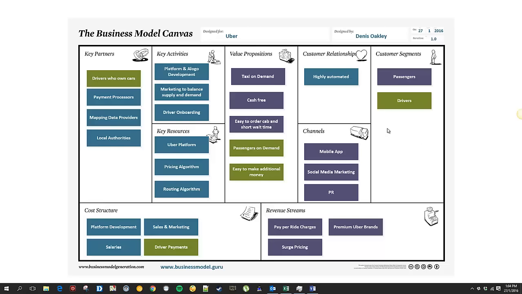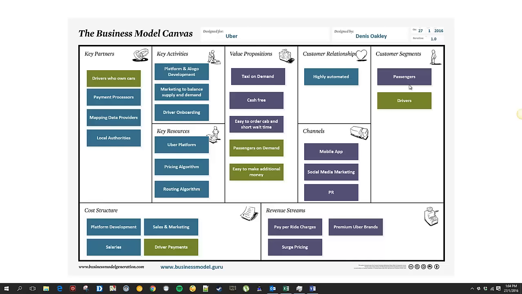Okay, so customer segments. Uber has two main customer segments: the passengers, the people who want rides, and the drivers who give them rides. Unlike a normal taxi company, the drivers are self-employed. Uber does not employ them directly. It's just matchmaking between drivers and passengers.